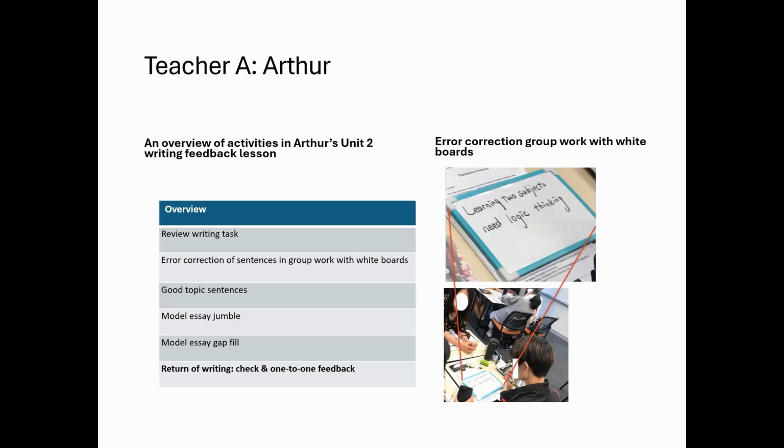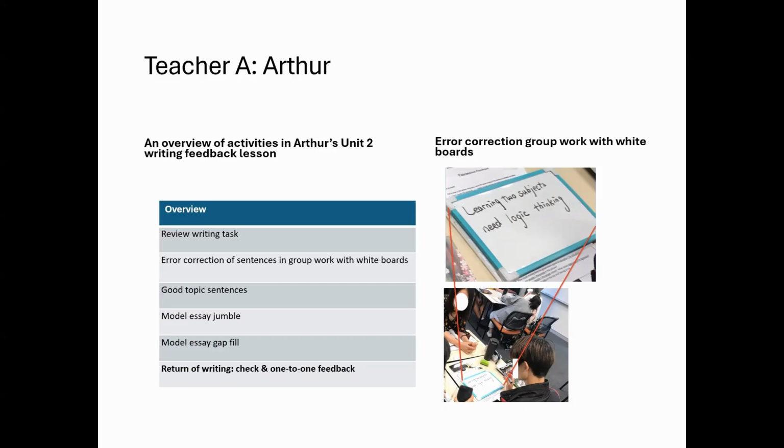He started off by reviewing the writing task with the students and talking about it. He then identified errors that were common across multiple students' writing. And there was this activity where he'd give them an incorrect sentence, and then in groups they'd have to work at correcting it, and then they'd hold up the whiteboard. We can see that in the photo here. And then he gave them praise.